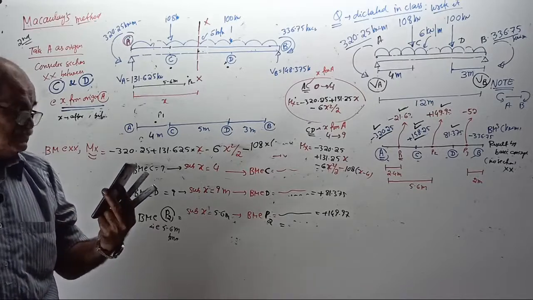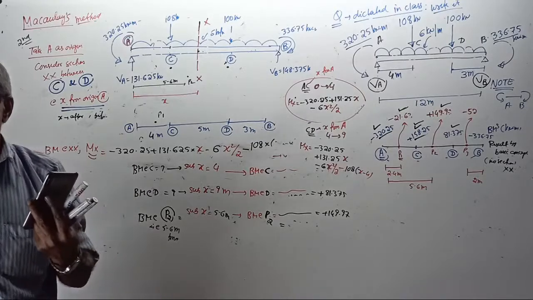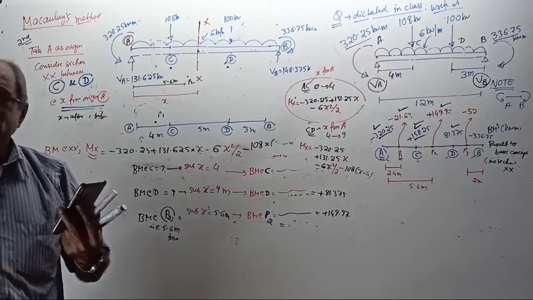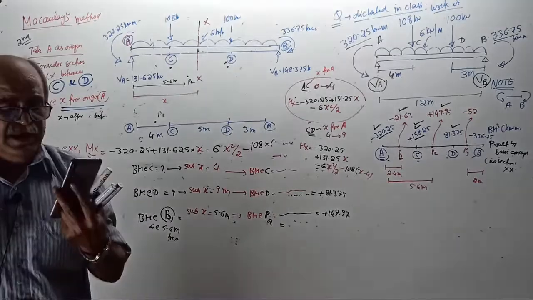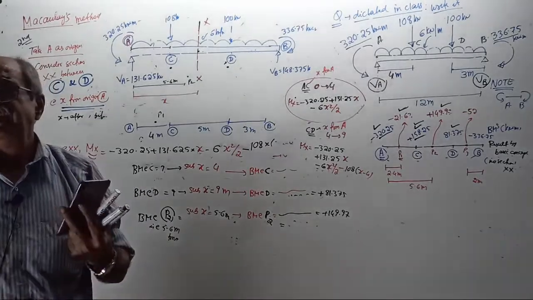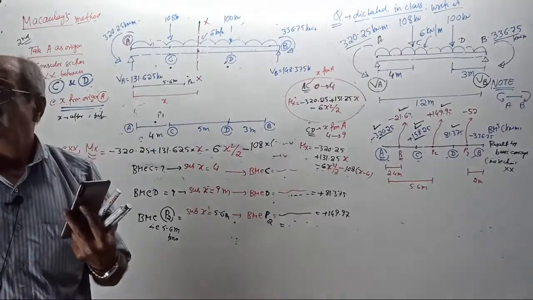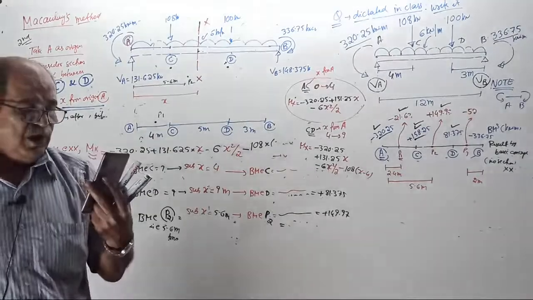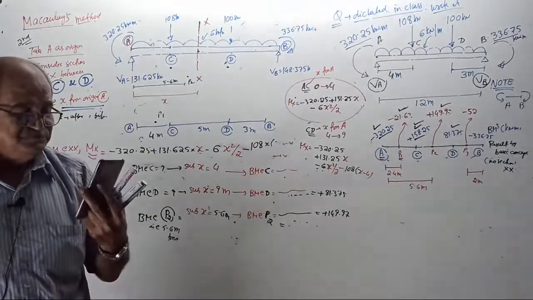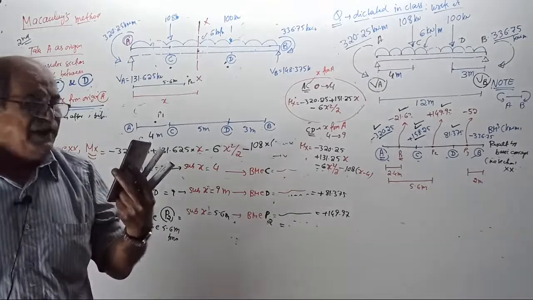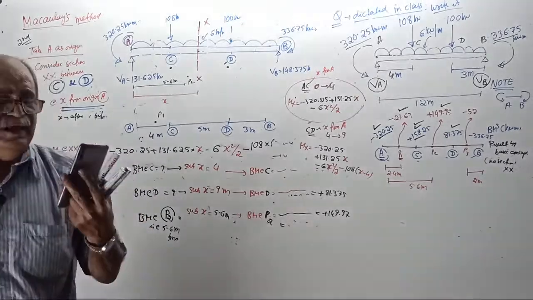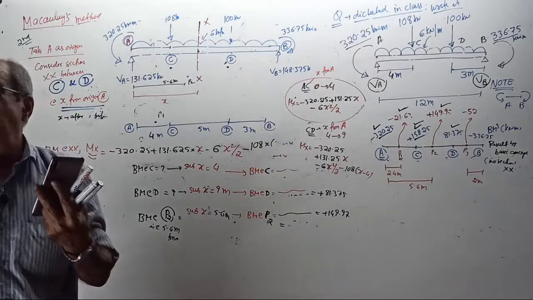Thoroughly clear? This is the beauty of Macaulay's method. Later you'll understand why Macaulay was a really brilliant person. How he thought, first of all, I don't know, how the idea came to him. The people struggling with the double integration method, suddenly after Macaulay, everything was simplified.